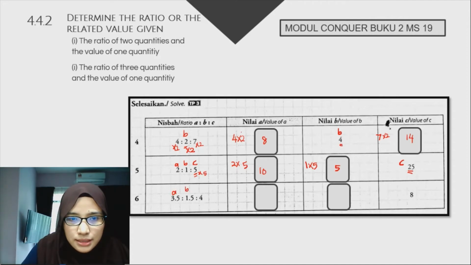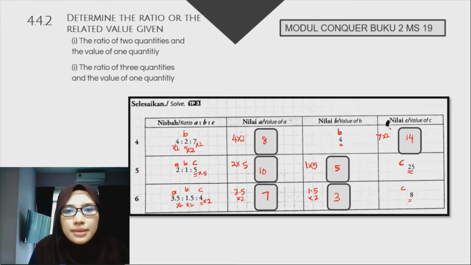Question 6. Are there multiplication involved? Given value C is 8. In your ratio C is 4. Again, it is multiplied by 2. 4 times 2 is 8. We must do the same for A and B. A is 3.5 times 2 is 7. B is 1.5 times 2 is 3.